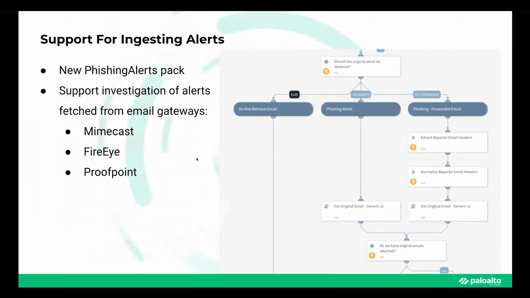As for phishing alerts, as we showed you before, this is another pack for ingesting phishing incidents. So in case you are using phishing alerts in order to ingest incidents, the sub playbook called Process Emails Generic V2 now supports this scenario as well. We added a new path within this playbook. The phishing alert currently supports Mimecast, FireEye, and Proofpoint. And you can read all about this in our website. There is a ton of documentation on it.